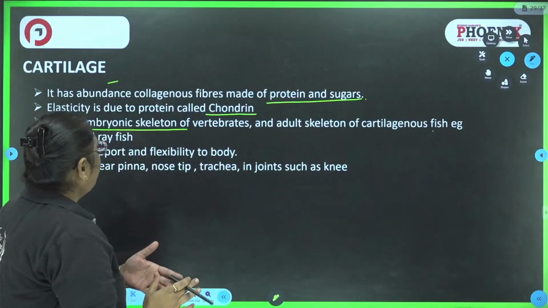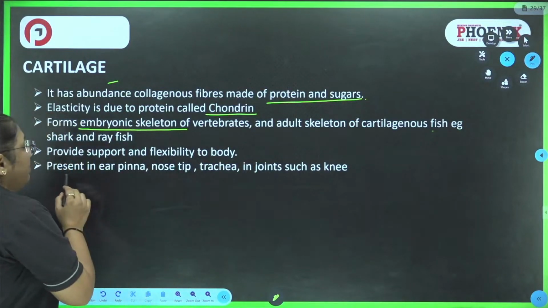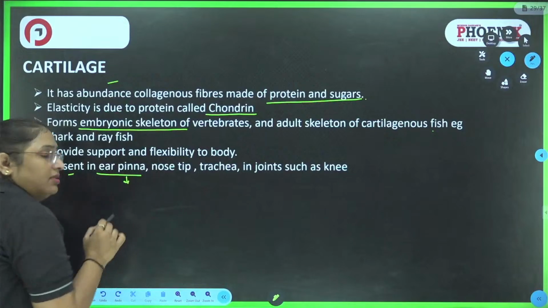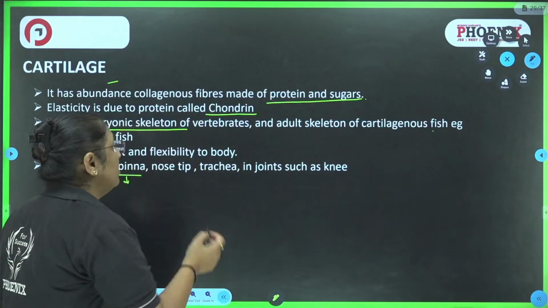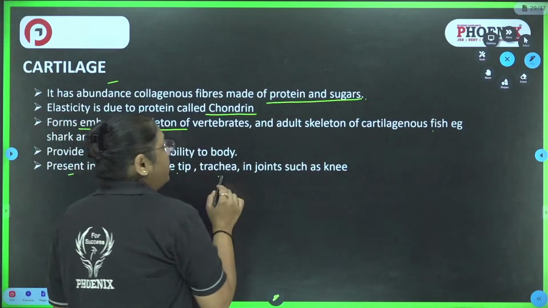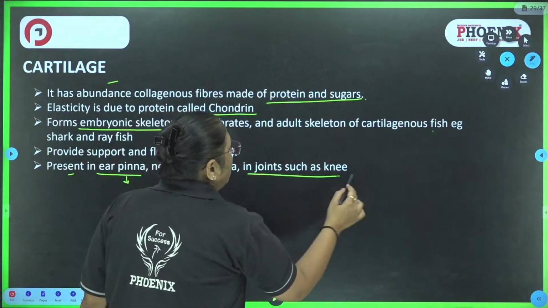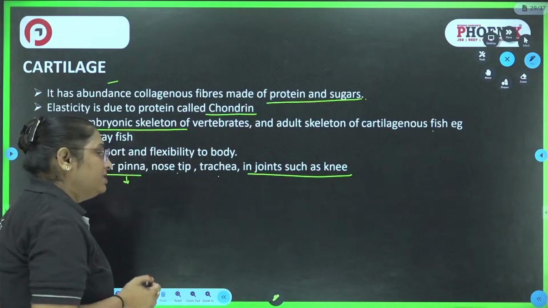It also provides support and flexibility. Present in ear pinna. Ear pinna means outer ear. The outer ear is known as ear pinna. Nose tip, trachea. Trachea means windpipe, and it is also present in the joints such as the knee.